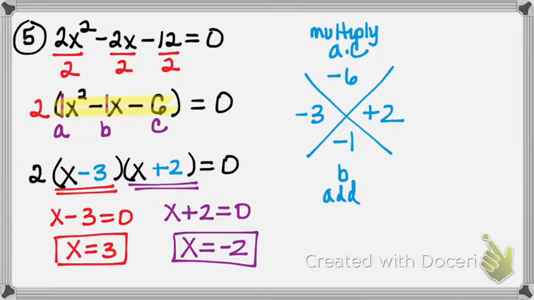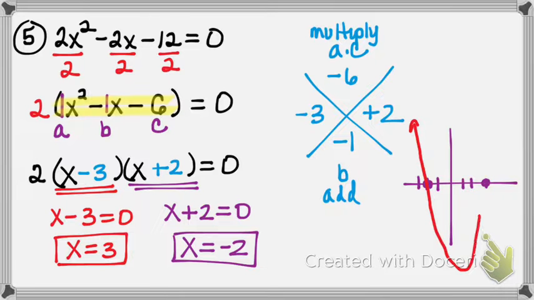Now it will change the vertex of the graph. So the graph is going to cross the x-axis at -2 and +3. So what that 2 is going to do is just make the vertex go down further before it comes back up. But it doesn't change where it crosses the x-axis.